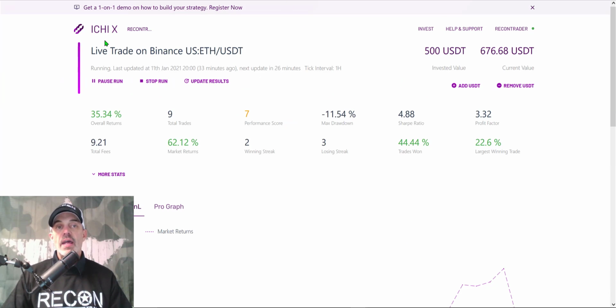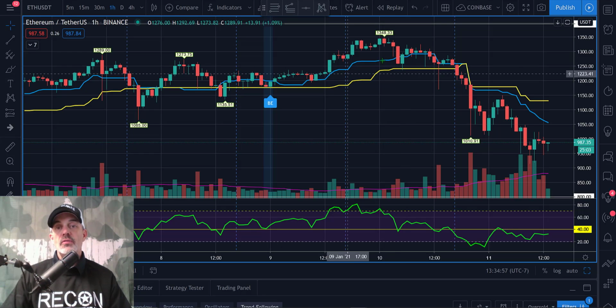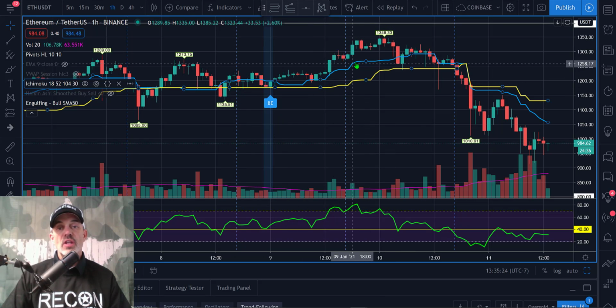So I currently have a live crypto bot strategy running on Binance ETH USDT on the 1-hour tick interval. And the strategy involves my Ichimoku Cloud Cross strategy that actually looks something like what you see on the chart here from TradingView. I'm just using the baseline and the conversion line, this yellow line and the blue line, to execute buys and sells. And what it is actually looking for is when this blue line, the conversion line, crosses above the baseline, the yellow line, it will trigger a buy order for the bot.